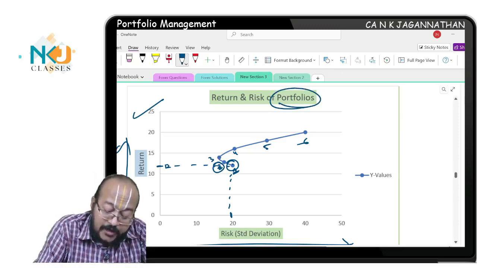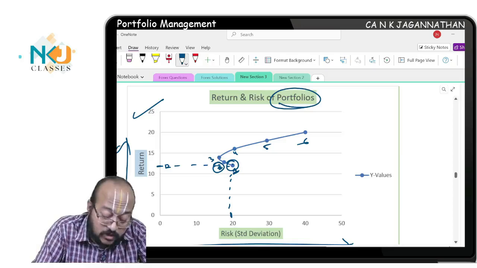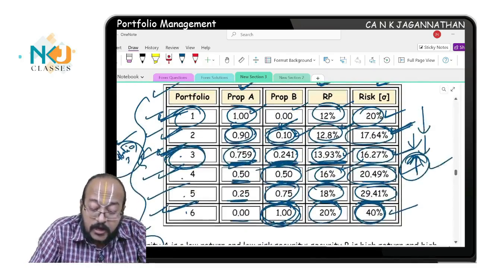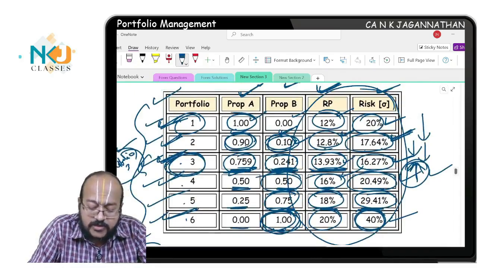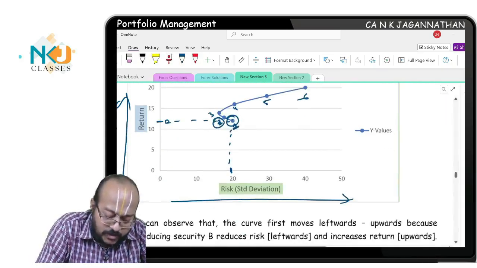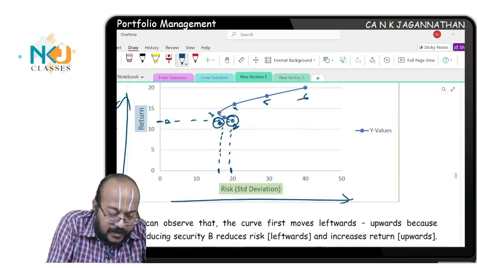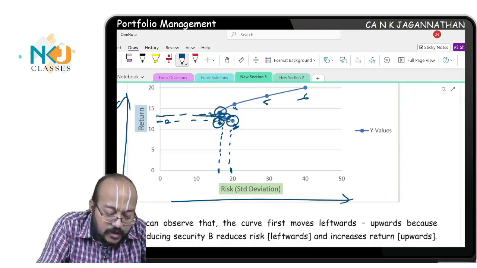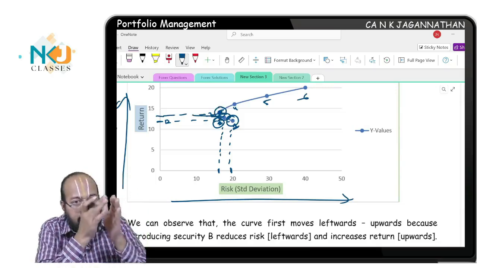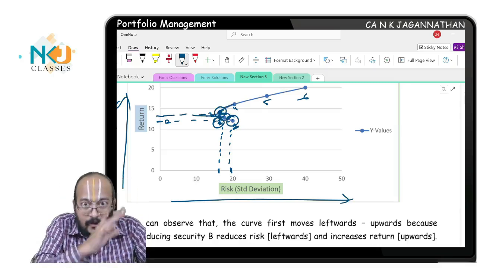Now, when 90% of the money is invested in security A and 10% in security B, portfolio risk and return, I told you, these two data have been plotted in the graph, which means 17.64% and 12.8%. 17.64%, can you see somewhere around here? The return also increased. Can you see? Like this return also increased, but the third point, the return increased, the risk reduced. But beyond that point, what happened? Okay, the curve began right hand side.